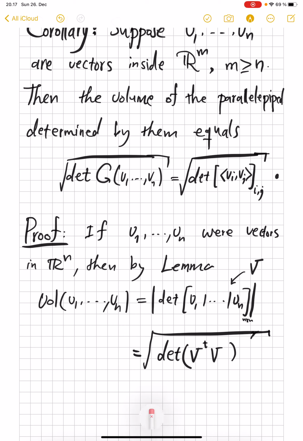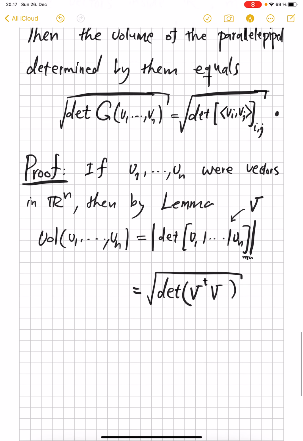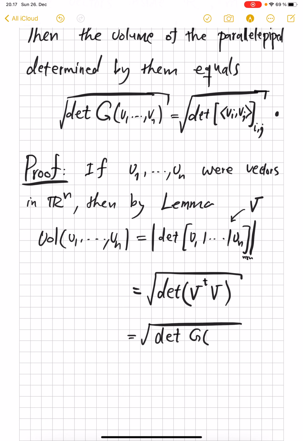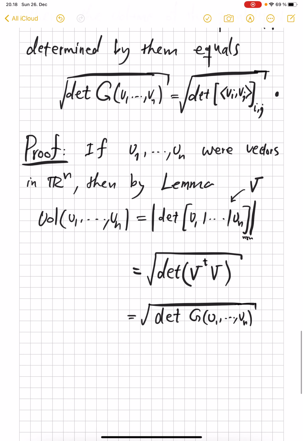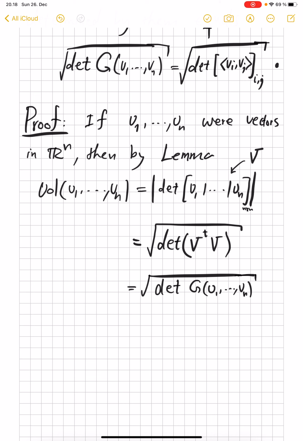This is just a simple linear algebra fact. Firstly, because determinant is multiplicative. Secondly, because the determinant of the transpose equals the determinant of the original matrix. But then this is exactly V^T V, which is just the gram determinant of v1 to vn, because row i times column j is just the dot product of vi and vj. So this we already knew from before, and we just rewrote the expression in a new shape.